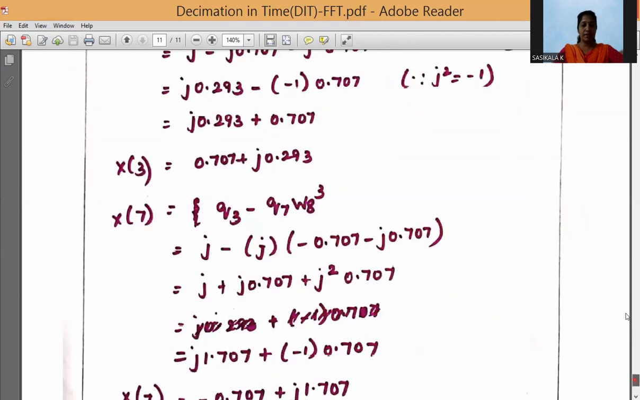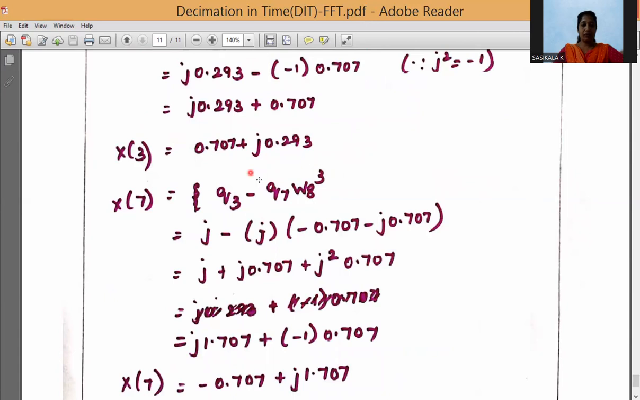And X of 7 is the same thing as X of 3. Only thing is the plus is replaced by minus. So Q3 minus Q7 into W8 power 3. So j minus j into minus 0.707 minus j 0.707. So put j as it is. Minus into minus is plus. j into 0.707 is j 0.707. The next term, minus into minus is plus. j into j is j square 0.707 and substitute j squared equal to minus 1.